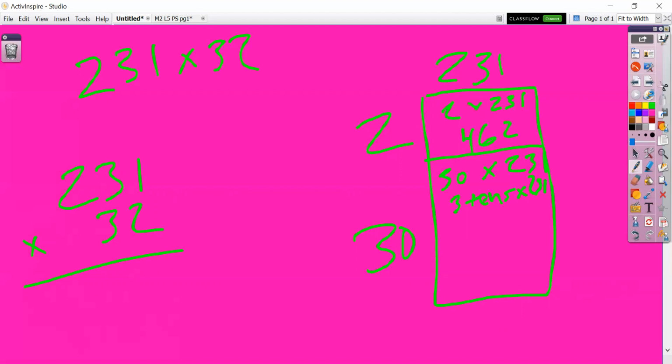462. Well, let's go ahead and bring that over to the standard algorithm side, because first we have to do 2 times the top number, or the top factor. 2 times 1 is 2, 2 times 3 is 6, 2 times 2 is 4, 462. Well, those are perfect. Let's move on to 30 times 231, or 3 tens times 231. Well, 3 times 1 is 3.